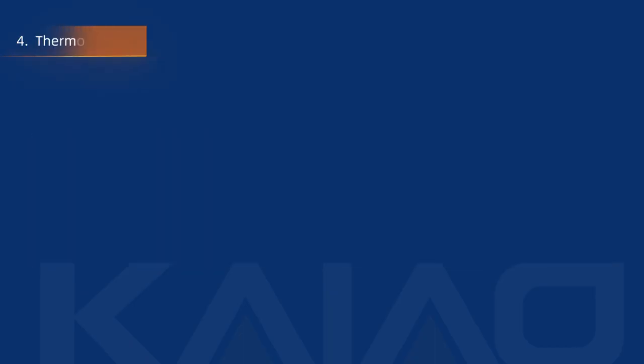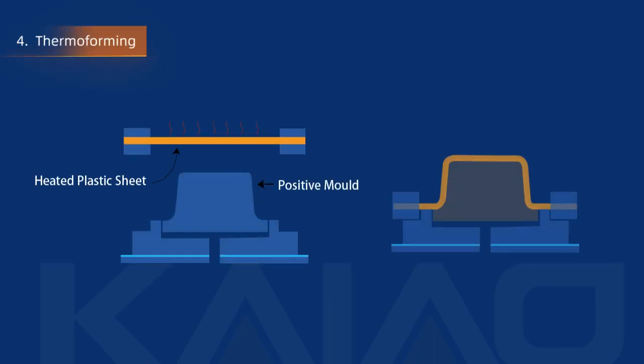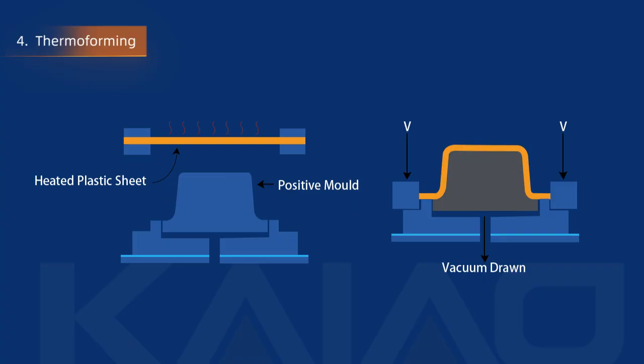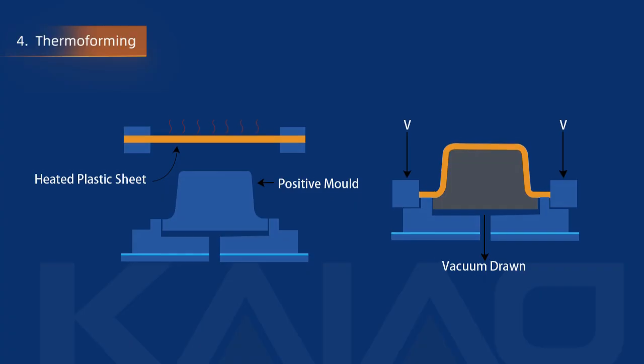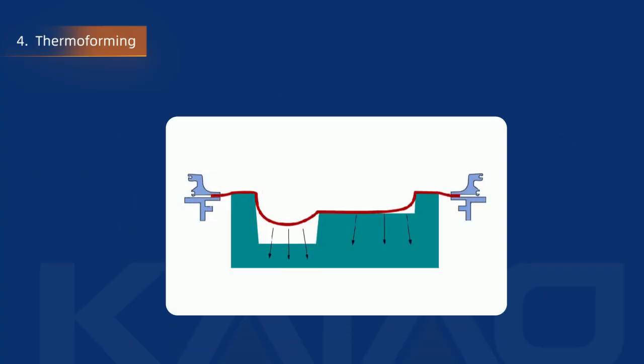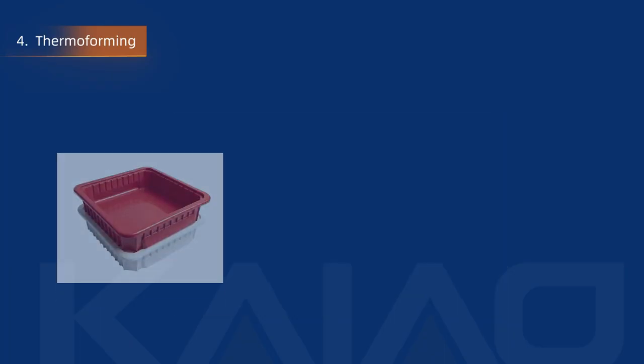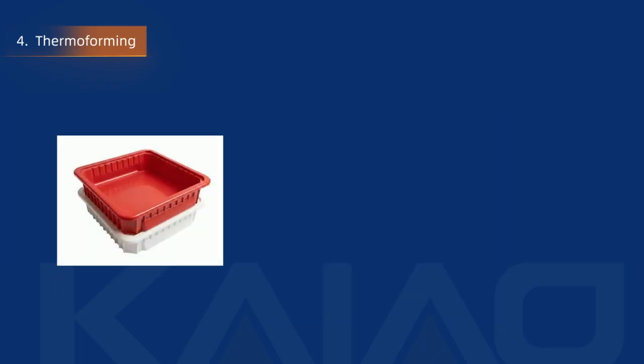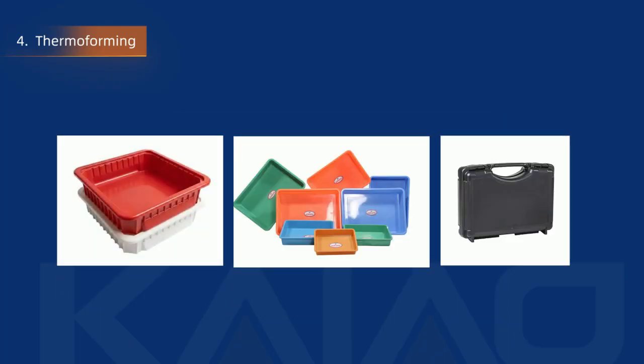Number 4. Thermoforming. A flat plastic sheet is heated until soft, then pulled against a mold surface using a vacuum. It has low mold costs and fast development, but uneven wall stretching. Commonly used for shallow packaging like disposable meal boxes, trays, and protective housings.